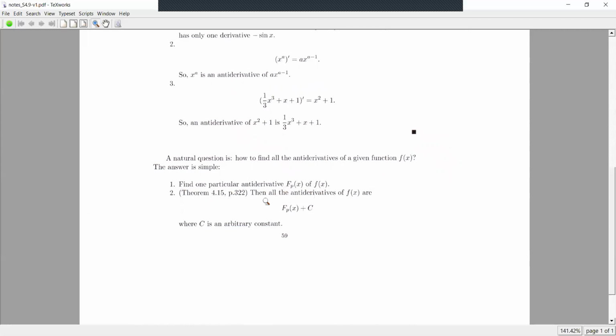Now, step 2. All the antiderivatives of the given function are the particular antiderivative plus an arbitrary number C. C is an arbitrary constant. Yeah. So these are all the antiderivatives of a given function. Just 2 steps.